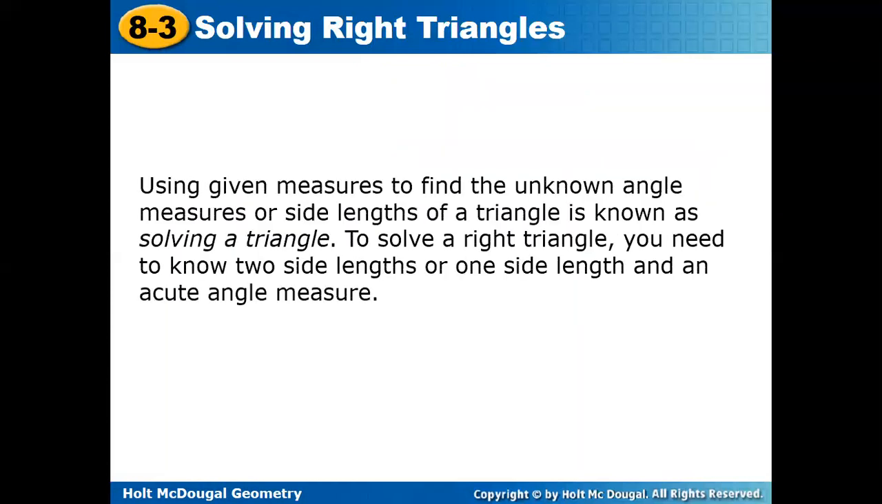Now, using given measures to find the unknown angle measures or side lengths of a triangle is known as solving a triangle. If you ask yourself what the meaning of solving a triangle is, we know that any triangle contains 6 elements, 3 sides and also 3 angles. So to solve a right triangle, you need to know at least 2 side lengths or 1 side length and an acute angle measure.